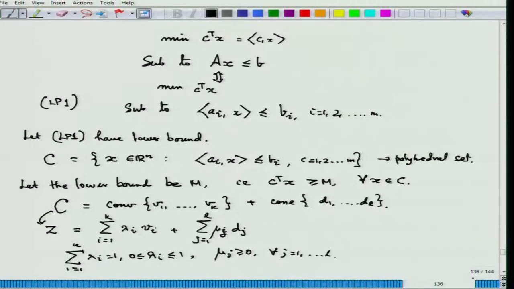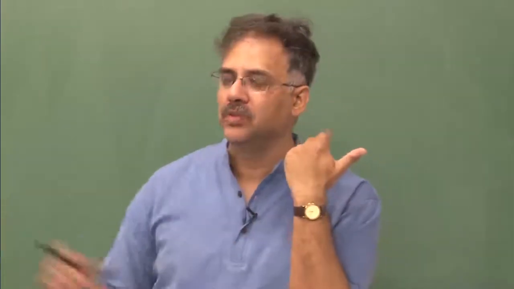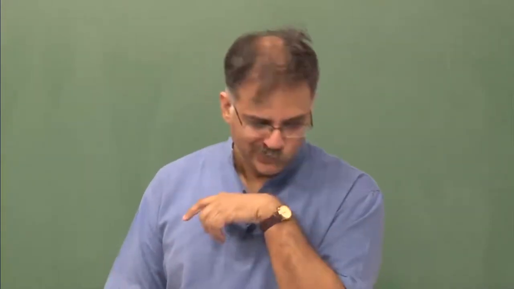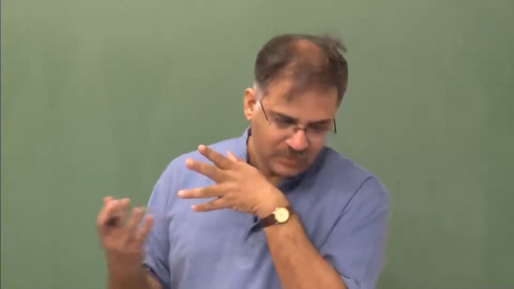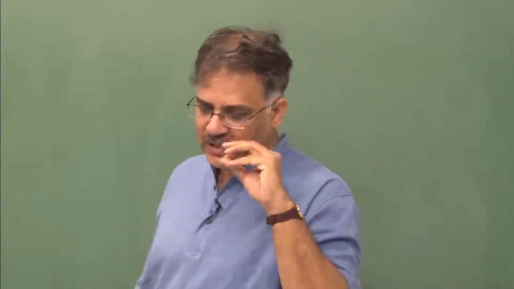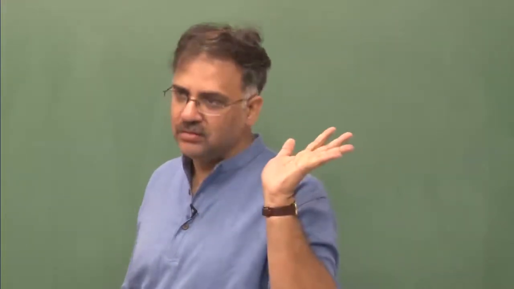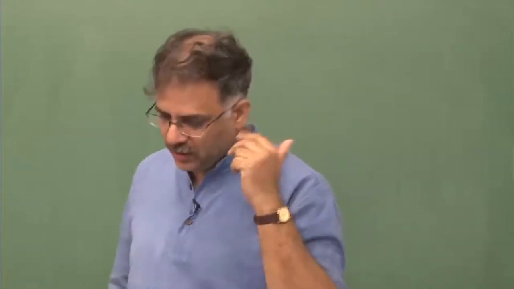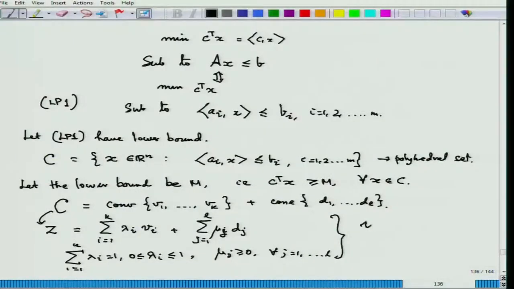Now, what would happen? Suppose I take lambda 1 equal to 1 and put all the other lambdas to be 0, and for some j, corresponding to that j, I put mu j as some number and put all the other mu j's to be 0. Then what can I conclude from here? That v1, you could take any i also, I am just taking v1 for simplicity, v1 plus t of dj for all t and all j.